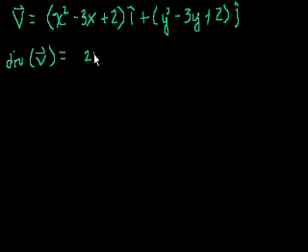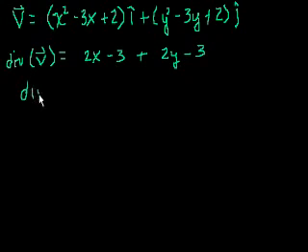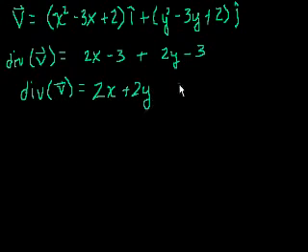So it's 2x minus 3. And then we add that to the partial derivative of the y component, or the y function, with respect to y. There's only y's in the y component, so we just take the derivative with respect to y. So it's plus 2y minus 3. Or we could just say that the divergence of v at any point xy, so this is a function of x and y, is 2x plus 2y minus 3. Now before I show you the graph, let's analyze this function a little bit.